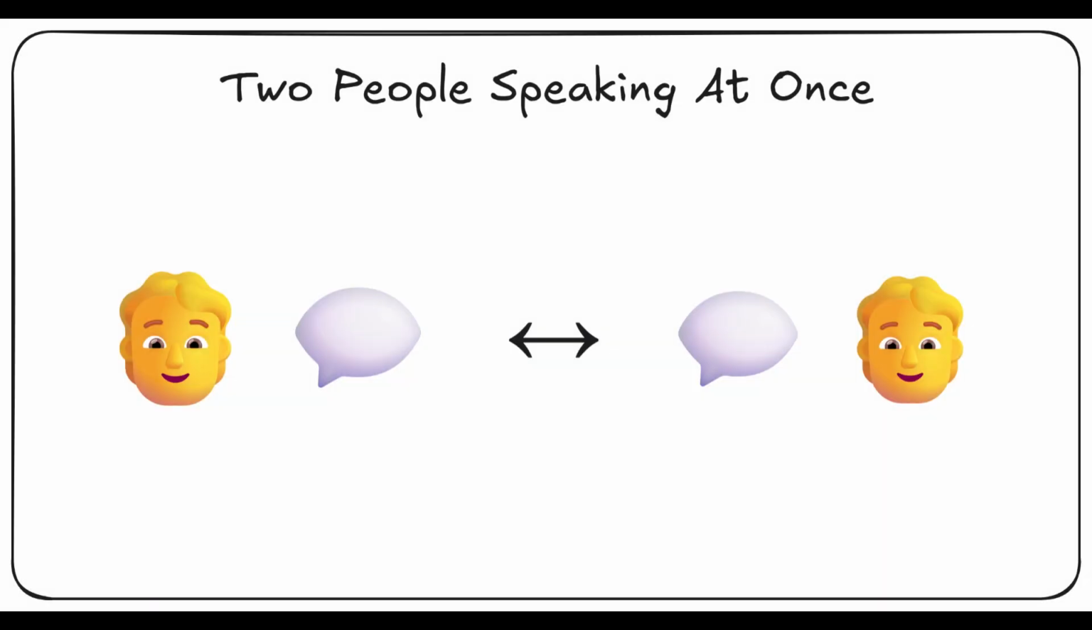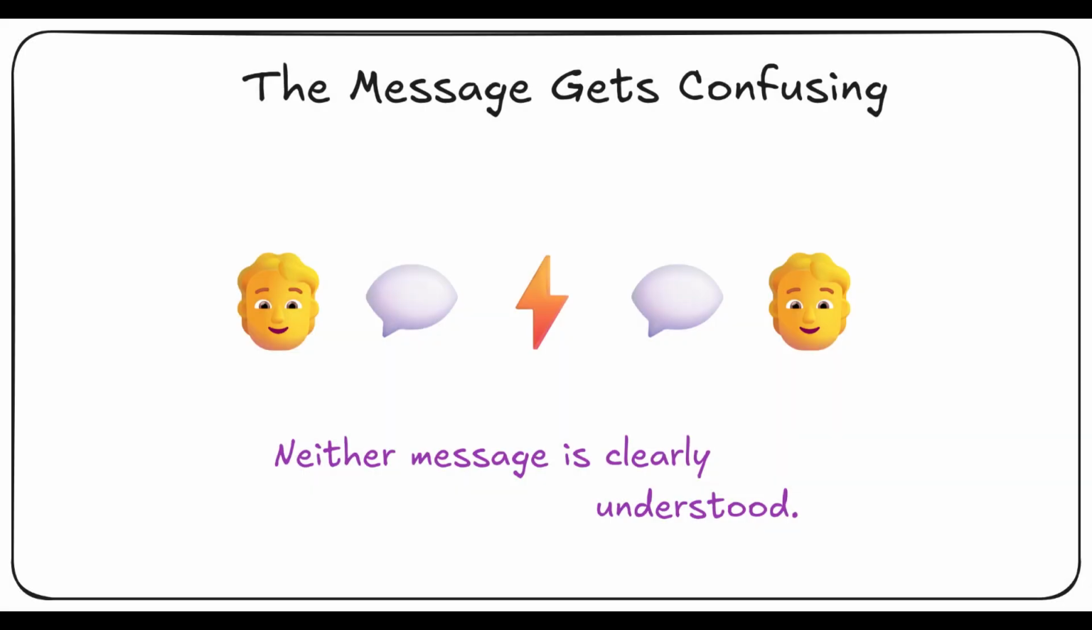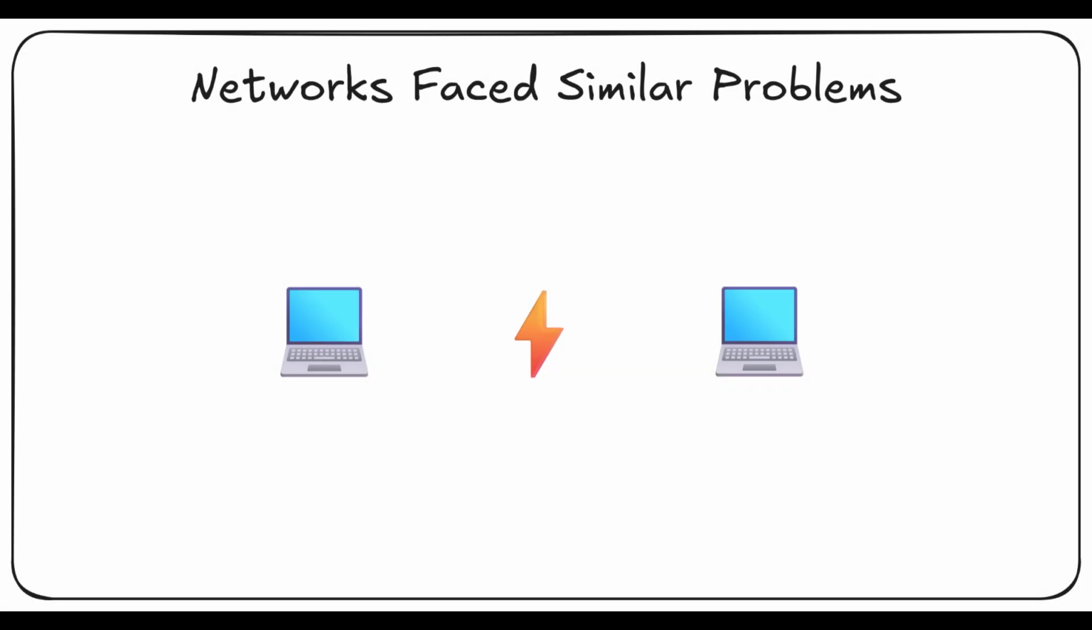Imagine two people trying to speak at exactly the same time during a phone call. Neither message is clearly understood. Something similar used to happen in computer networks.